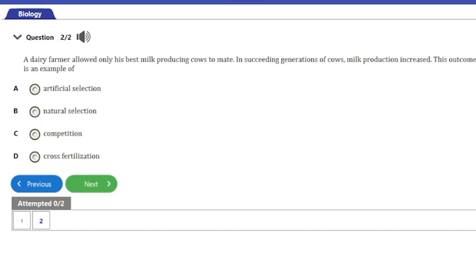So guys, the answer to this question is option A, and that's artificial selection. Actually, in this situation, the farmer intervened in the breeding to produce the desired traits that he needed in the offspring. So it's not going to be a natural selection. Rather, guys, this is an artificial selection. So that's it for that question, and this is where we'll end this video for today.